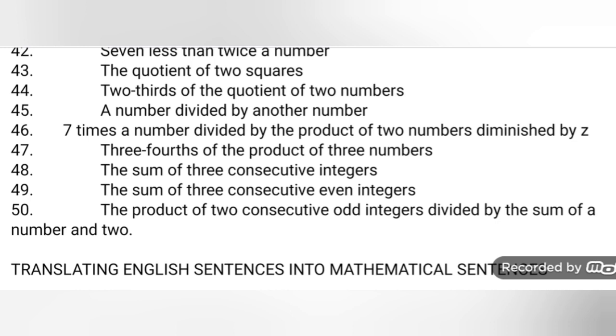3/4 of the product of three numbers. So, three numbers x, y, z. 3/4 of that. So, we say 3xyz over 4.